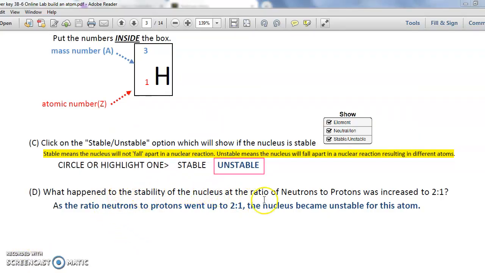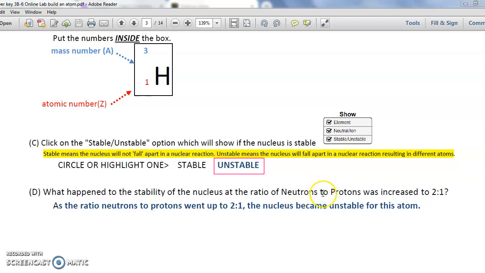So what happened to the stability of the nucleus when the ratio of neutrons and protons was increased to 2 neutrons per proton? Well, the ratios of neutrons to protons depend on the size of the atom. The bigger the nucleus, the more neutrons you need to buffer the protons to make it stable. The protons are all positive, pushing apart. They try to repel each other inside the nucleus. When you put the neutrons in there, they act as a buffer between the protons to keep them from trying to push apart.